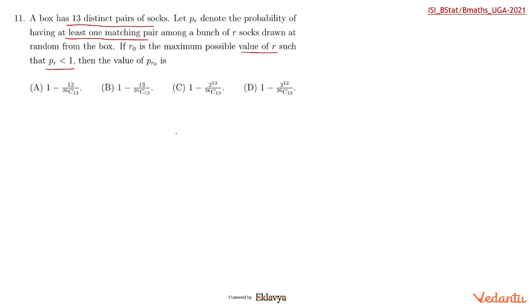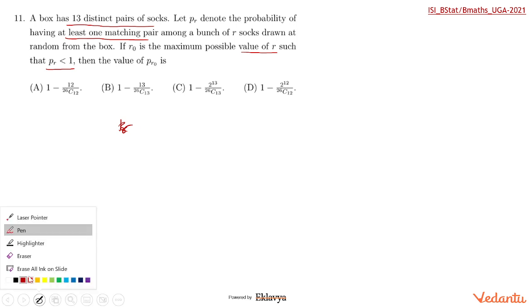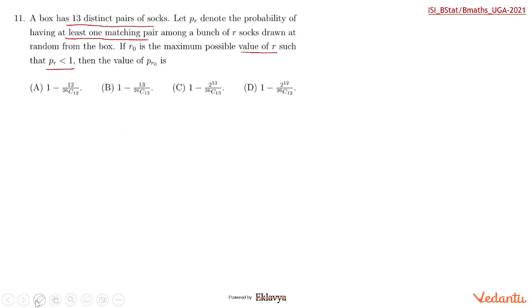Up to 13, the probability PR is less than 1. For PR less than 1, R max possible is equal to 13. And this is R0. All right. So they are asking about PR0, that is P13.